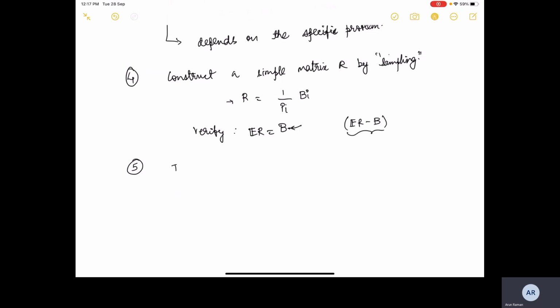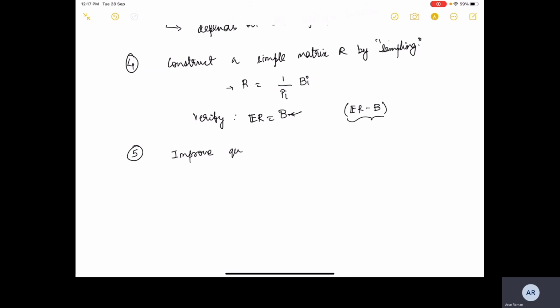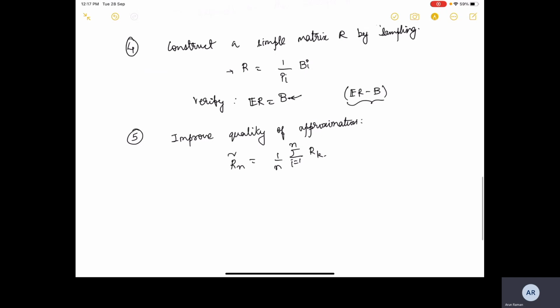Next, we want to improve the quality of approximation. So we won't just pick one R, we will pick a sequence of R. We do this as R n tilde is 1 by n times the sum over k equals 1 to n of Rk, where each of the Rk is an independent copy of R.